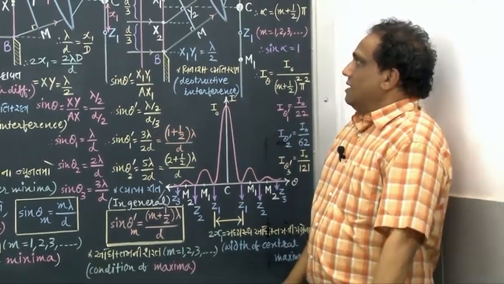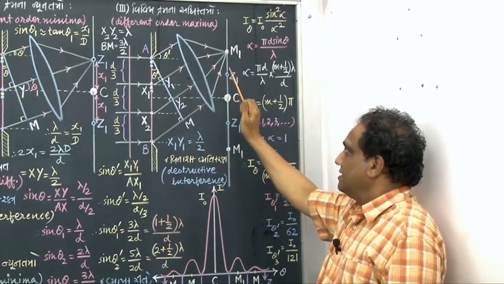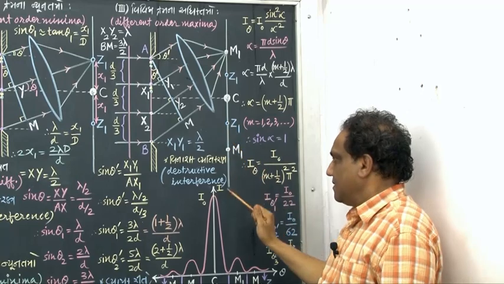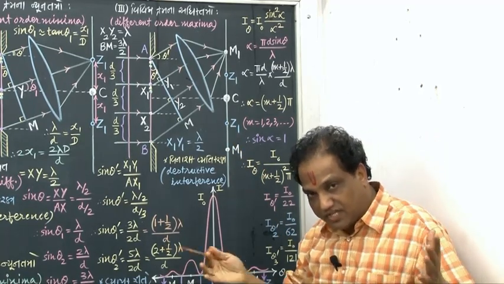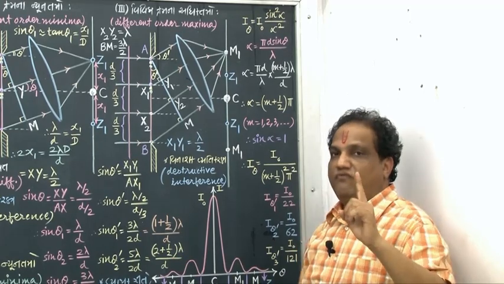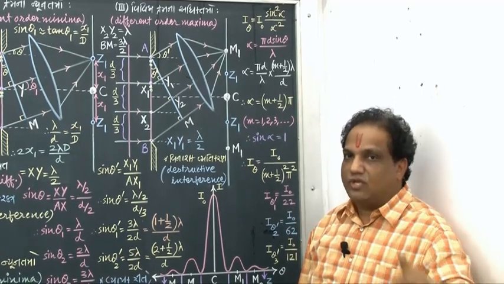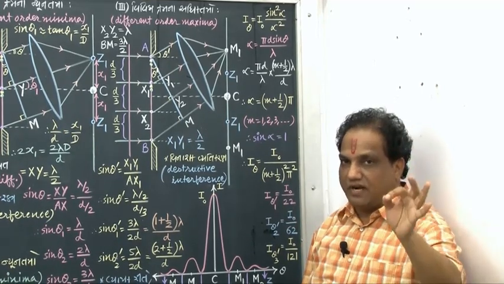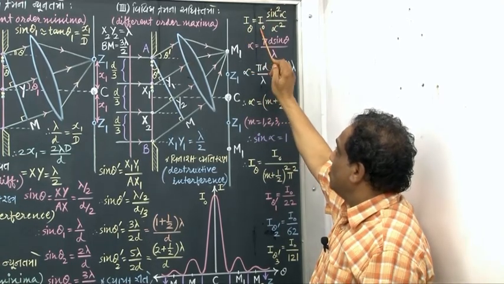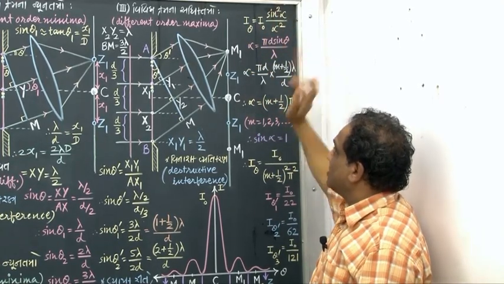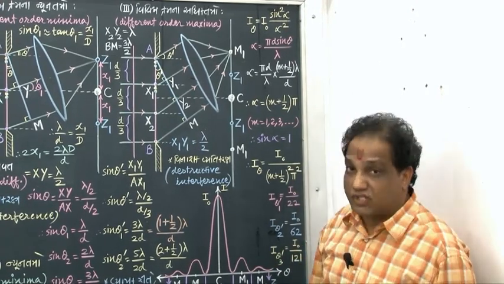Now let us distribute intensity of light on this screen. For the distribution of intensity of light on the screen, we have one formula, the derivation of which is not in your syllabus. You are supposed to remember that formula directly. Very simple formula: I theta equals I0 sin square alpha upon alpha square.